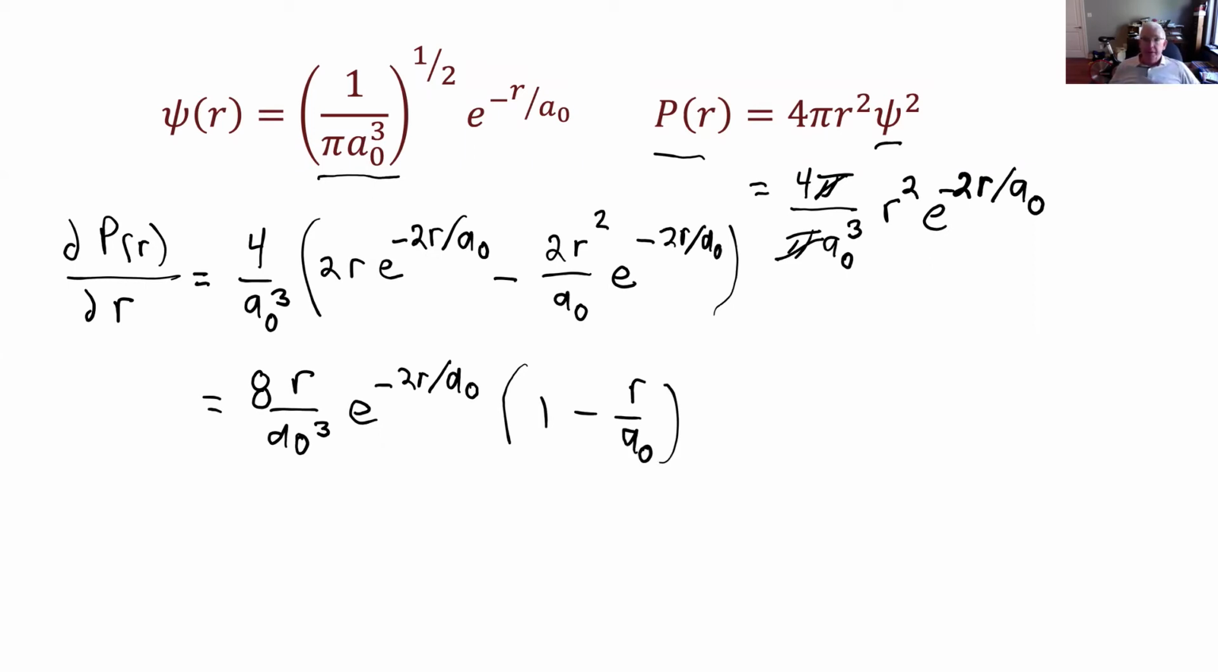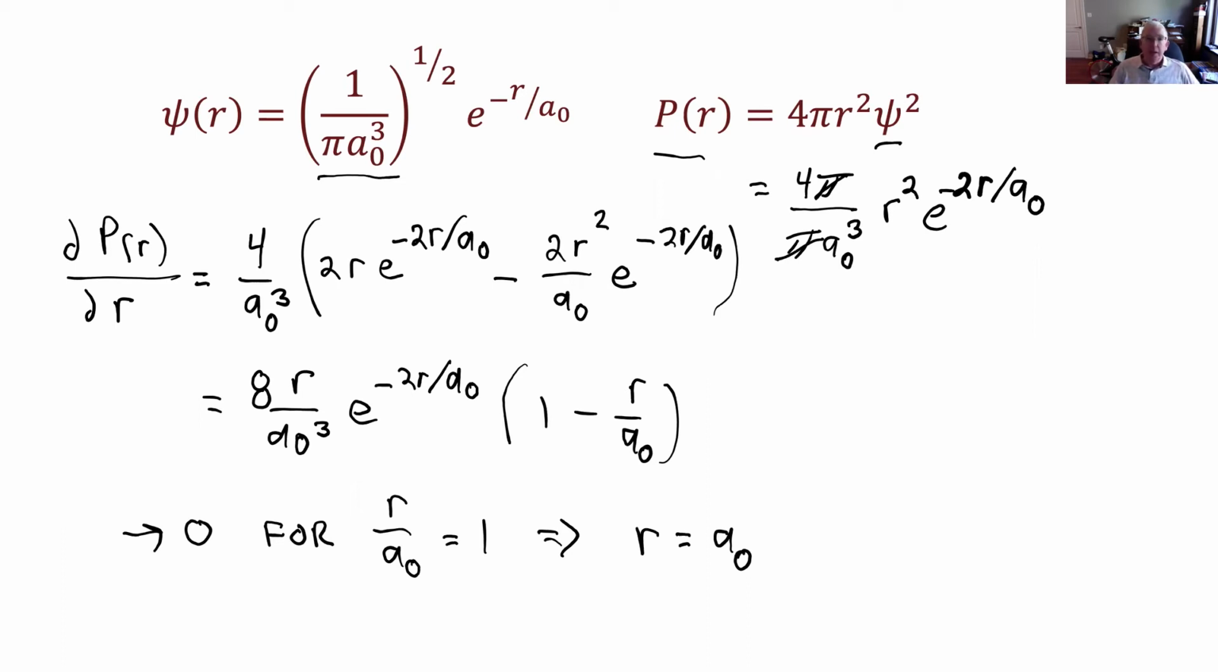And if we look at that, it goes to 0 if r is equal to 0, which is the minimum at the origin. It also goes to 0 if r over a0 is equal to 1, which means it goes to 0 when r is equal to a0. Right, and so that is my maximum in the probability density. So that's the most probable radius, right? That is, if I measured the radius lots of times, that is the value I would get more often than any other value, because that's what it means to be the most probable radius.